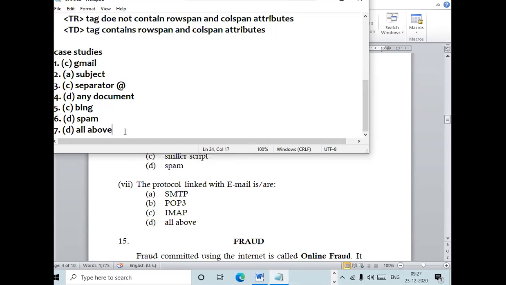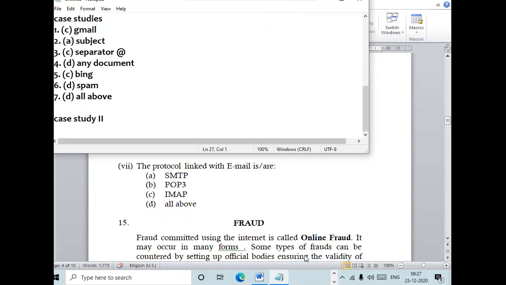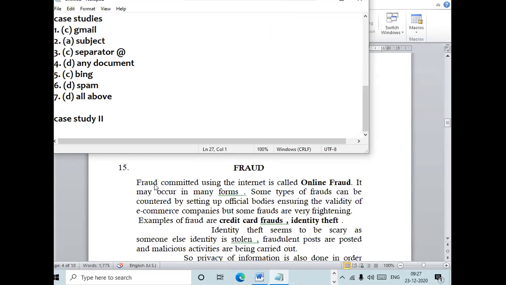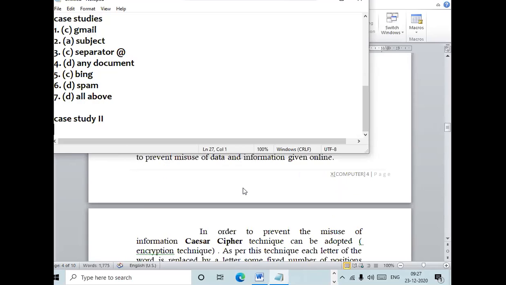Now, moving to the next case study. Case study number 2. That is fraud. Fraud committed using internet is called online fraud. It may occur in many forms. Some types of fraud can be countered by setting up official bodies, ensuring the validity of e-commerce companies. But some frauds are very frightening. Examples are credit card frauds, identity theft. So, rest of the paragraph you can read.